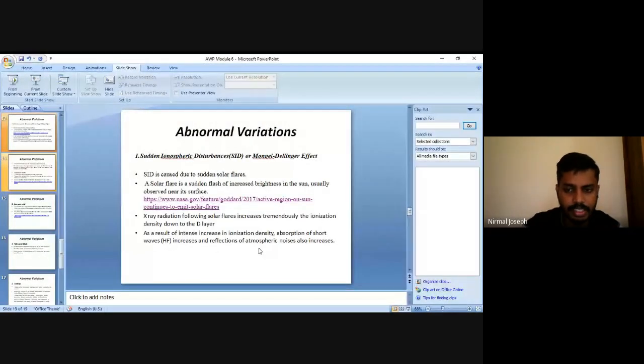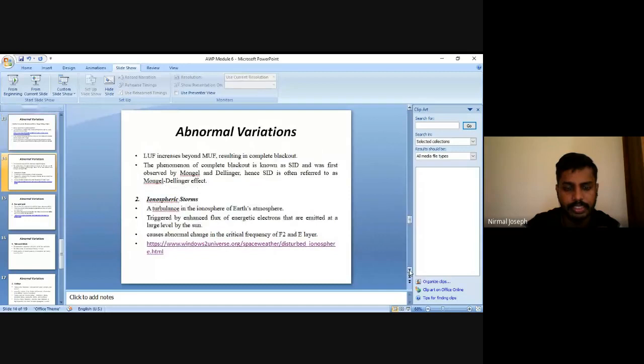The ionic density increases means what will be the natural consequence of that? The refractive index will get minimized and the reflection will get increased. So the lowest usable frequency increases beyond the maximum usable frequency. How will that happen? The absorption of the ionospheric layers is also increased.